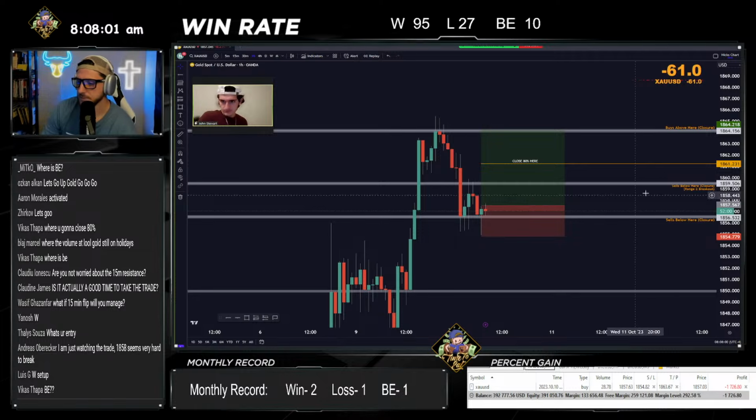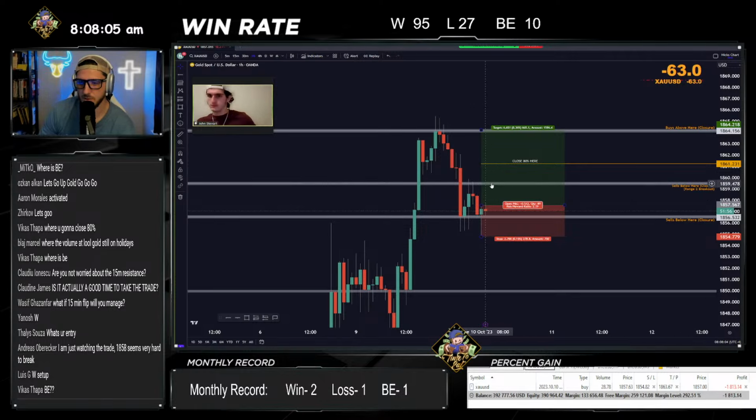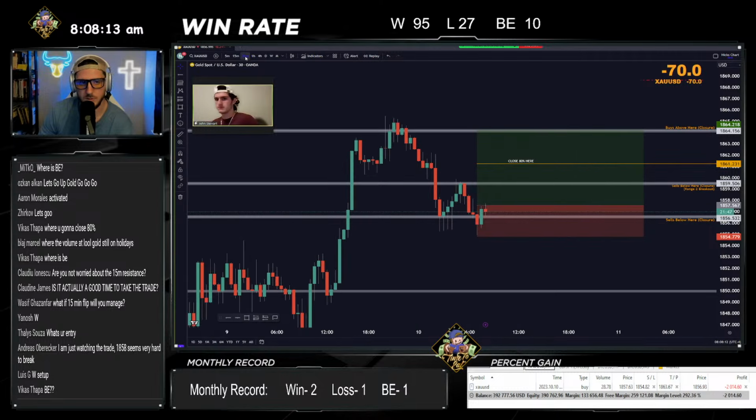What's B? B is going to be somewhere around this mid-range point. Yeah, I don't want to go B too early. I want to see if we can maybe see a move up and hold this for 2 or 3 30-minute candles here.